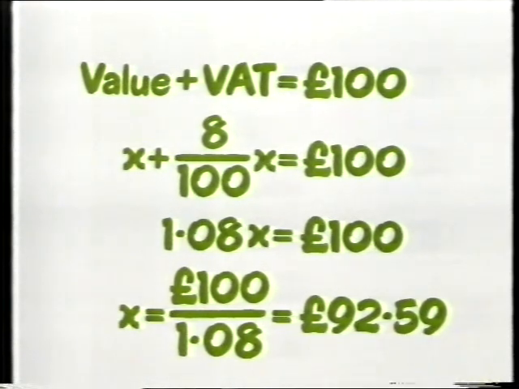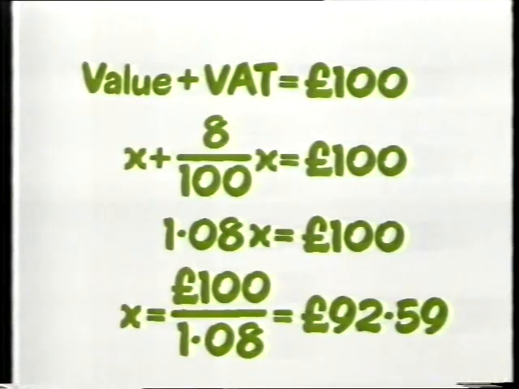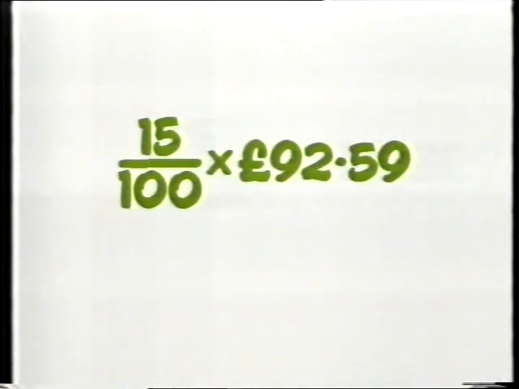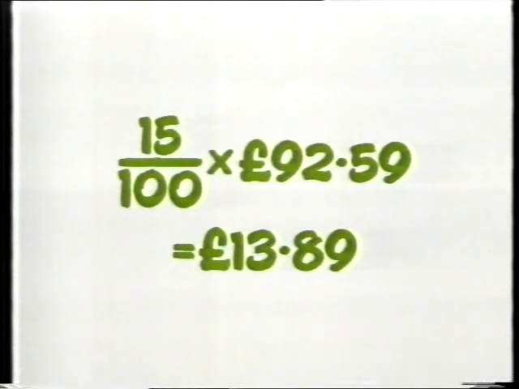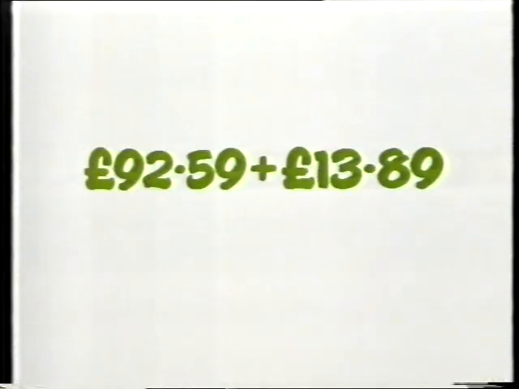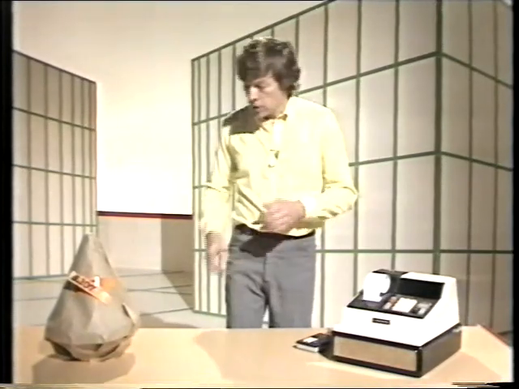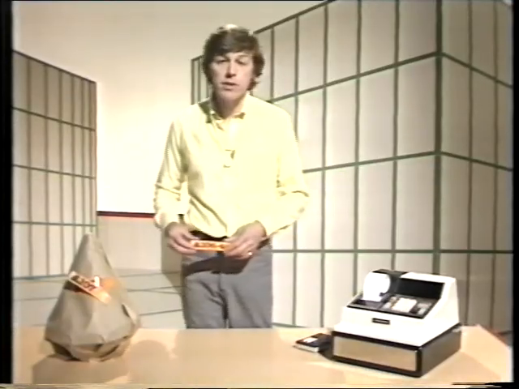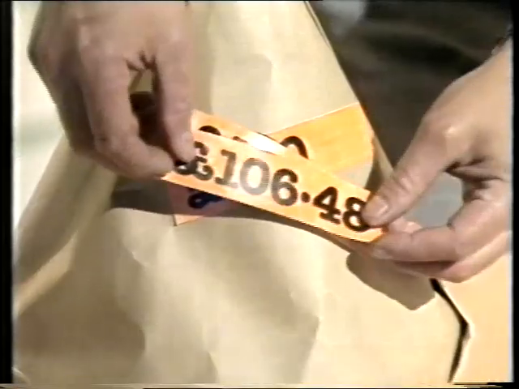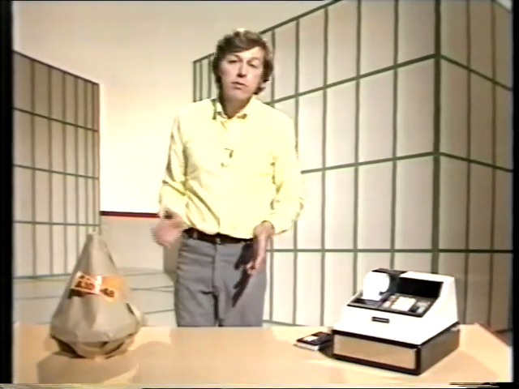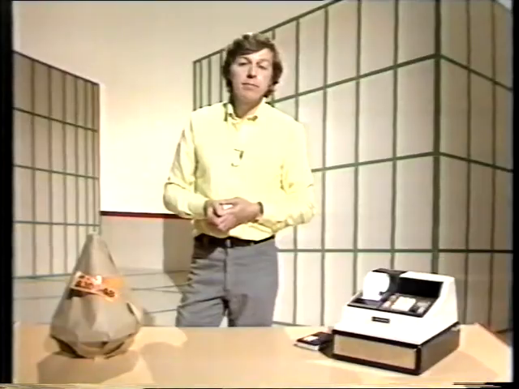Now that we know the value of the article, we can calculate the VAT at 15%. 15 hundredths of £92.59 is £13.89. So the total new price should be £92.59 plus £13.89. That's £106.48. But remember, the shopkeepers were charging non-mathematical customers £107, but they should have been charging £106.48. So on every £100 worth of goods sold, they were making 52 pence.